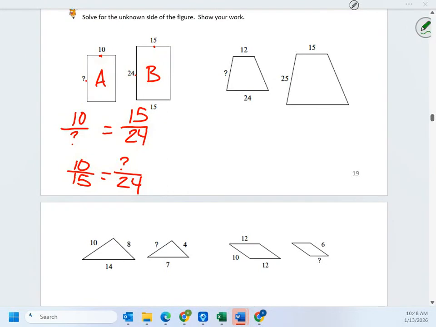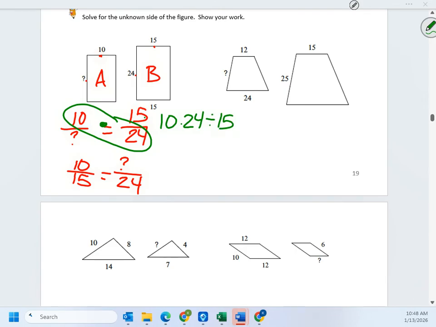Who remembers how to solve for a proportion where we have one missing? Bo? 24 times 10. Mm-hmm. The diagonal you multiply, and what do we do with the one on the outside? Divide. 10 times 24 divided by 15.